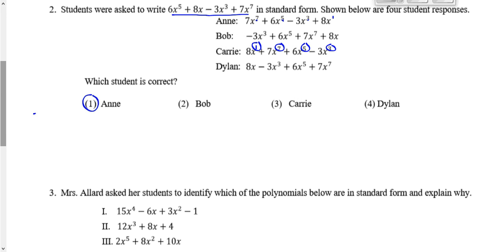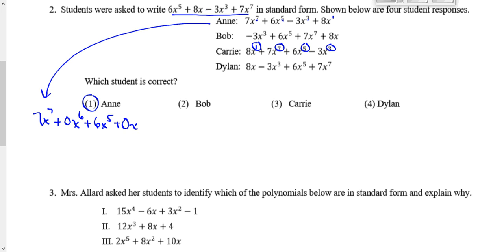So let's just rewrite it for kicks. All right? 7x to the 7th. And how many x to the 6th are there? 0. 0x to the 6th, right? Plus 6x to the 5th. How many x to the 4ths are there? Plus 0x to the 4th, minus 3x to the 3rd. How many x squareds? 0x squareds, right? Plus 8x to the 1st.